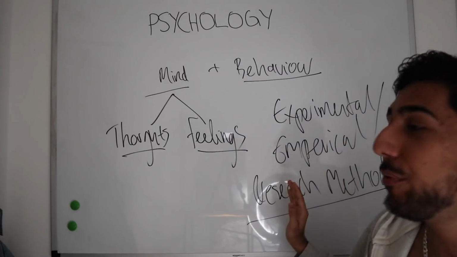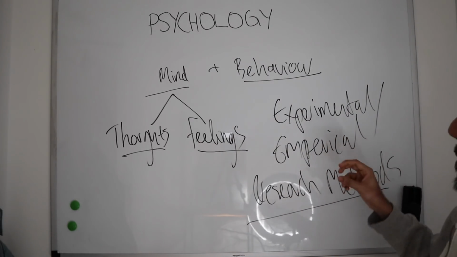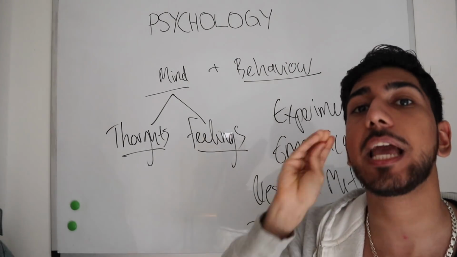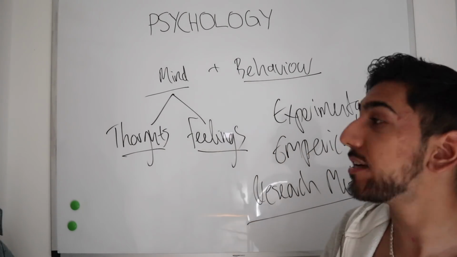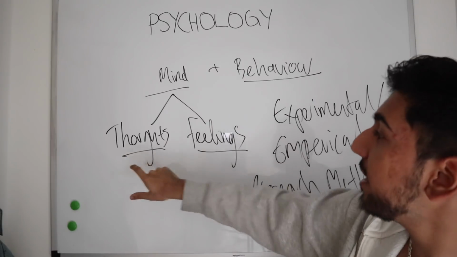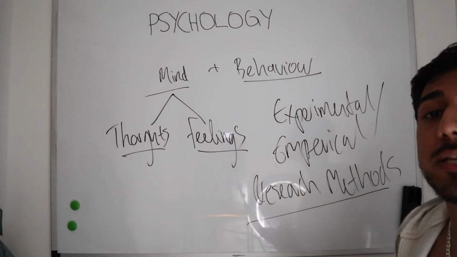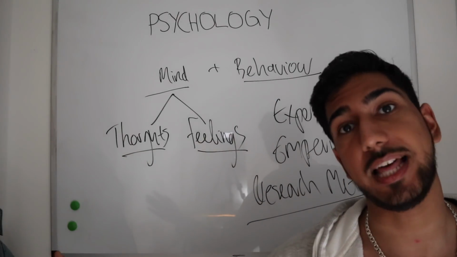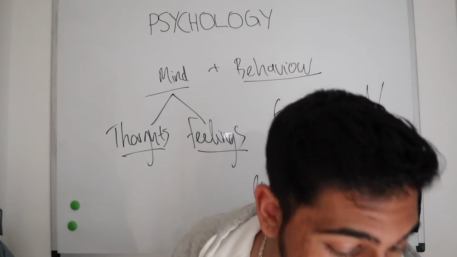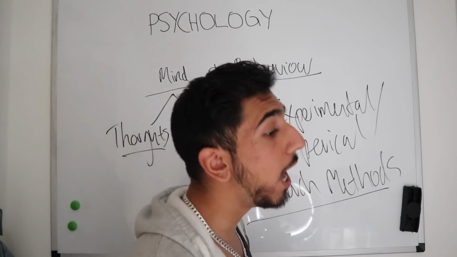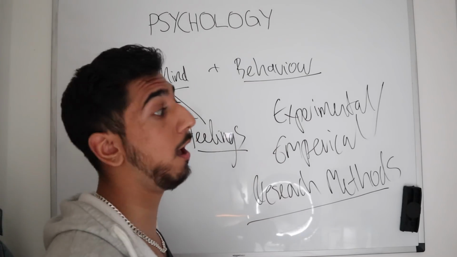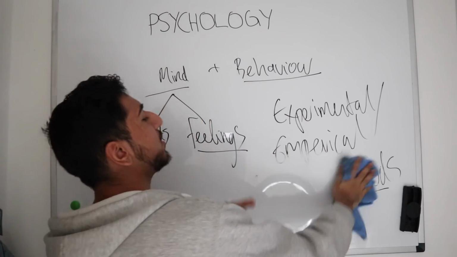Methods. Very, very, very important. And the empirical and experimental, because they are very scientific based. So psychology is understanding why we think, feel, behave using experimental and empirical research methods. Simple as that. Sociology, which some people like to compare this to, it's not the same.